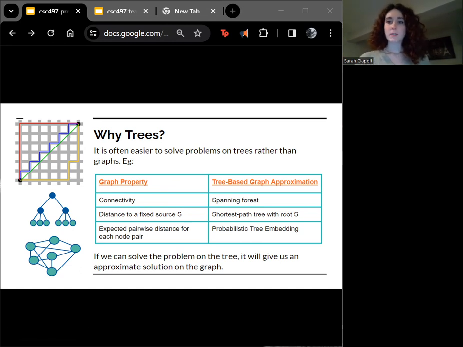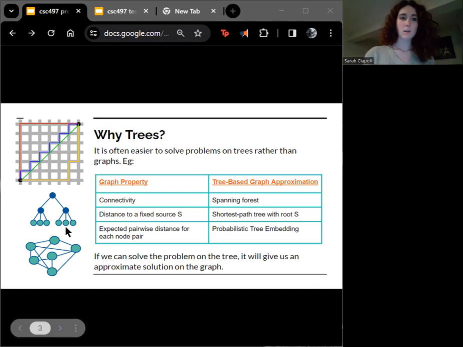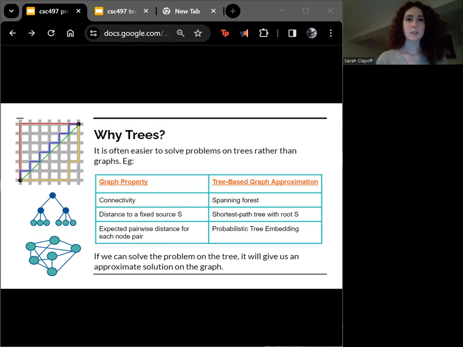Alpha stretch probabilistic tree embedding gives us an approximate pairwise distance, where alpha is the stretch, and it gives us the idea of how close our approximation is. So in other words, if we want to know the expected distance between two nodes on a graph, we can find the distance on T, on the tree, and we will know that that is the distance within a factor of alpha. And this has a lot of applications, both in computer science and physics.